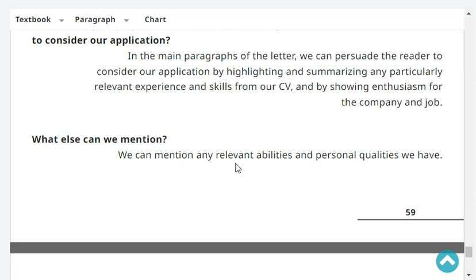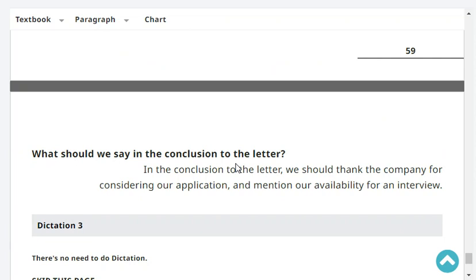Company and job. Very good. What else can we mention? We can mention any relevant abilities and personal qualities we have. Very good.